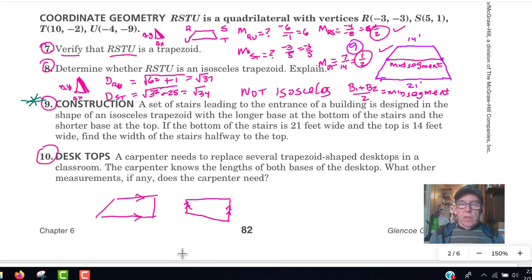He's got the lengths that he needs, but one thing that he's missing is how wide, or what the distance is between the sides. So that's the other measurement that he needs.